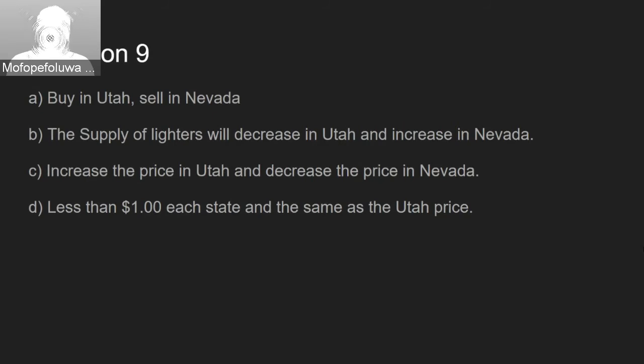For part B, if other people start imitating Corey, the supply of lighters in Utah would decrease, but the supply of lighters in Nevada would increase. If more people continue this behavior, the price of the lighters in Utah would increase, and the price of the same lighters in Nevada would decrease. Using the law of one price, each state would have a price less than $1, and that price would be the same as the Utah price.